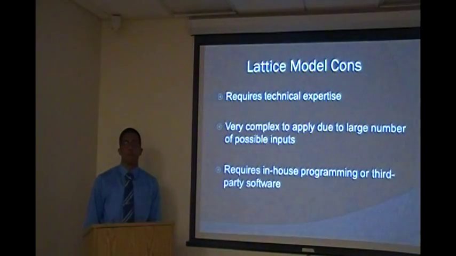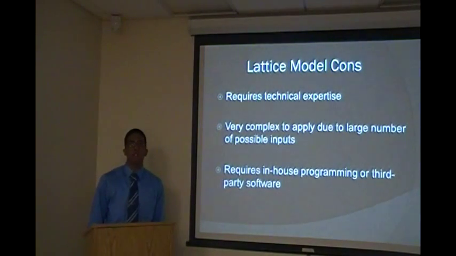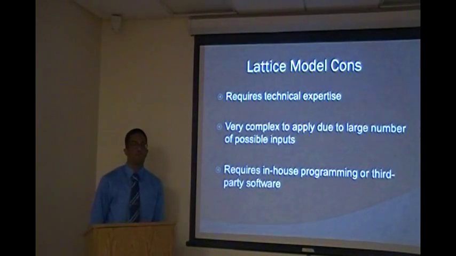Lastly, the Lattice model requires in-house programming or third-party software. This software can be very costly. For example, Procogniz, a company that specializes in producing stock option value programs, starts at $1,000 and can cost up to $2,000. Now Ariana will close with a summary and a recommendation.